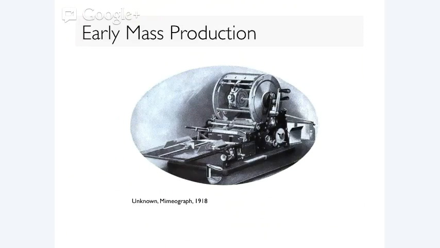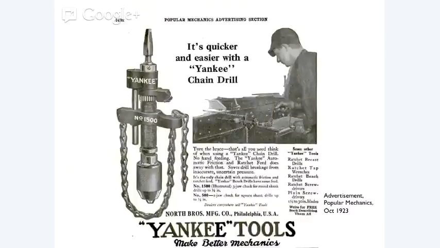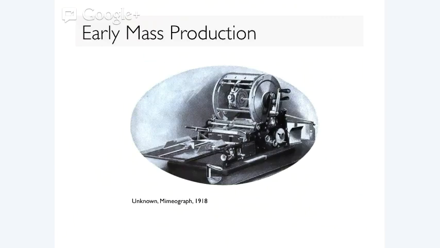Or, you know, this chain drill, or a Manson tricycle. Basically, early design was often characterized by the fact that it was so hard to make mass manufacturing work. And so early products mainly were sold by, look what you can now do. You can now copy something.